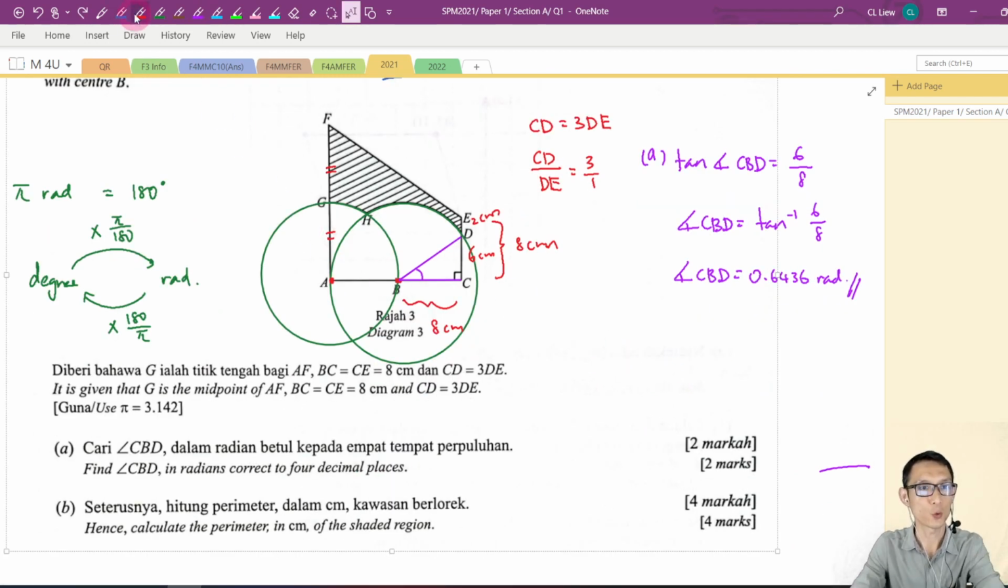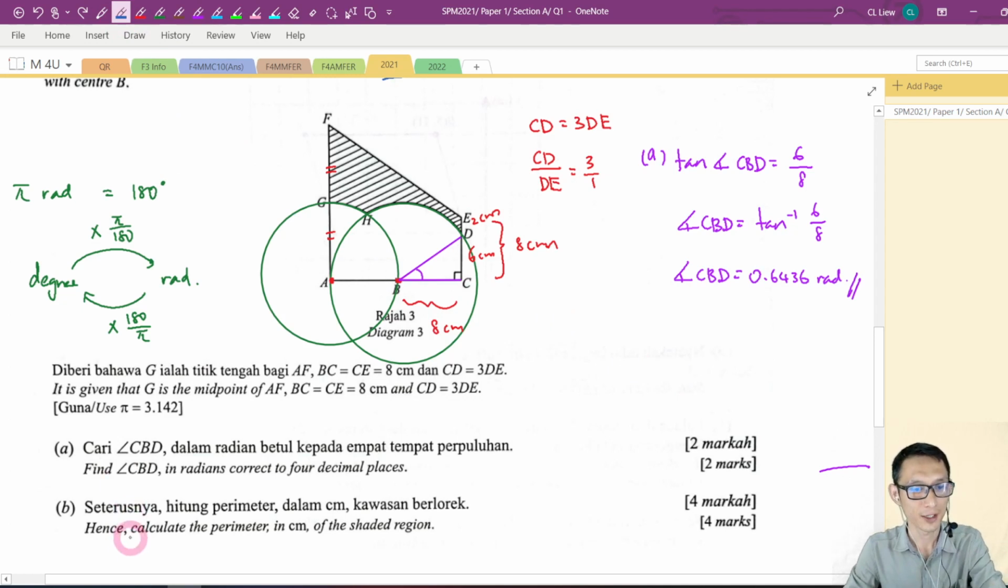Okay, now let's go to part B. Hence, calculate the perimeter in centimeter of the shaded region. So to find the perimeter of the shaded region, we need the length here, here, here. And this one no problem, right? 2, and we also need to find the EF. Okay, let's focus on this GH first. GH. So how do we find GH?